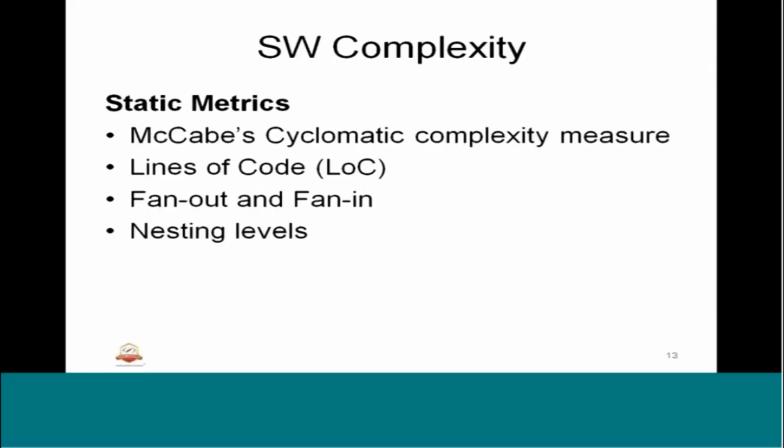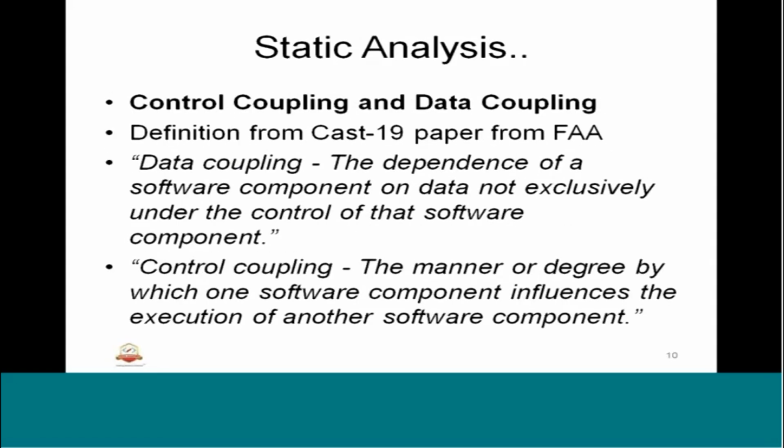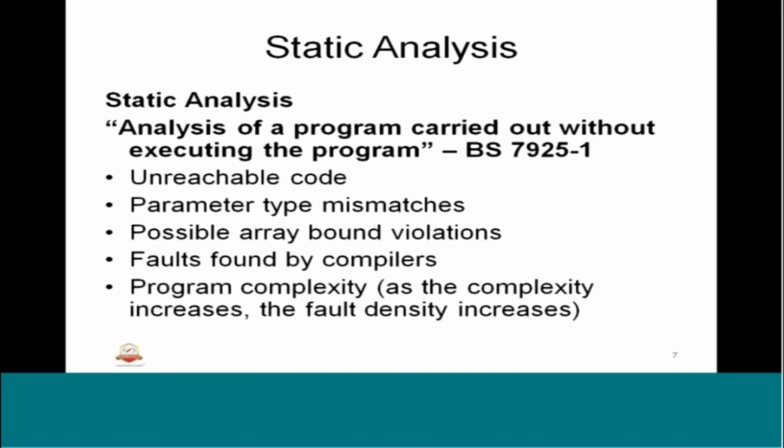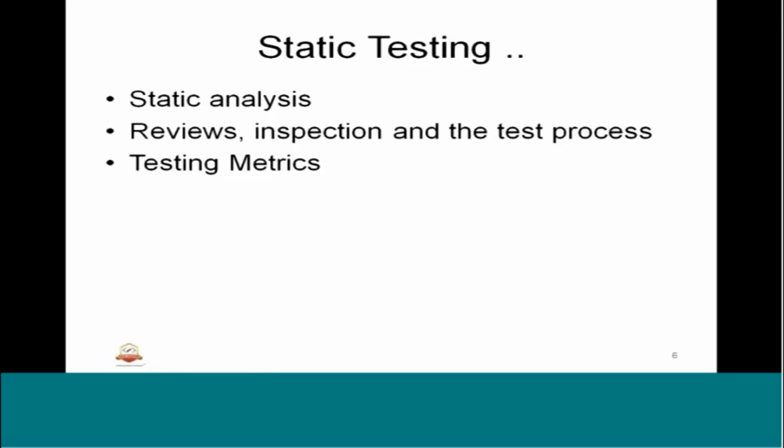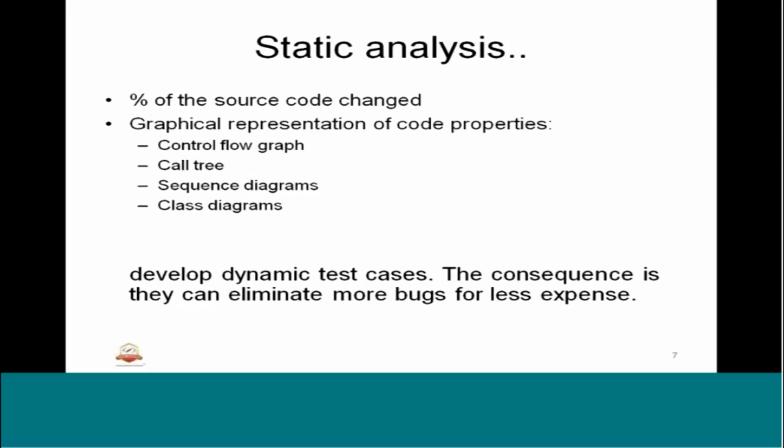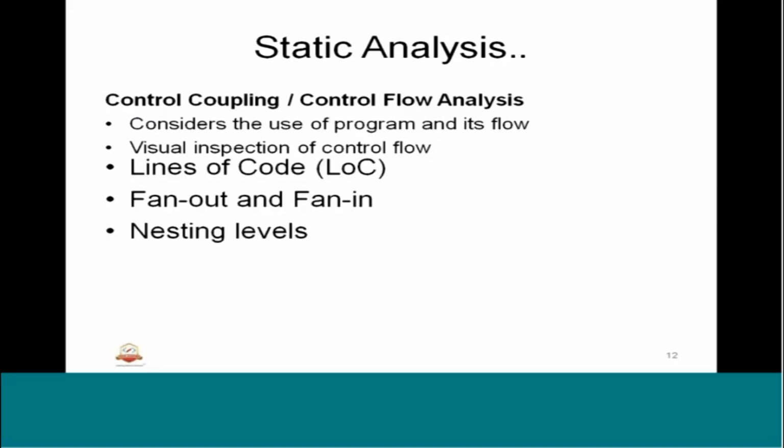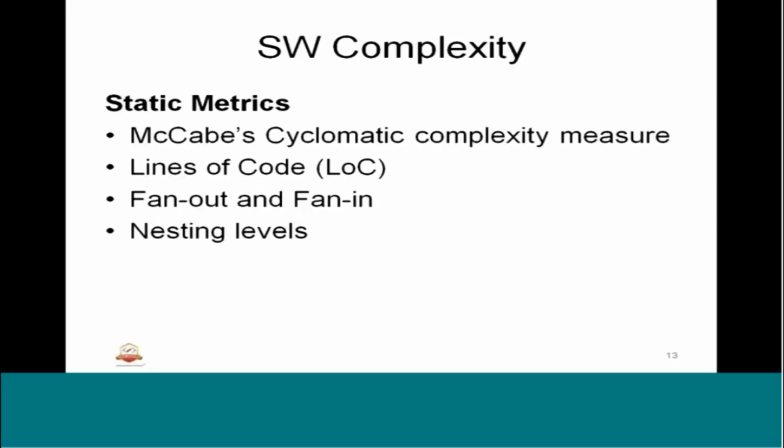The next one is the static metrics that are used for software complexity. So we will go through static analysis with the help of tools, also the testing metrics with the help of McCabe complexity, etc. Followed by that, we will study the reviews and inspection in the further sessions. So static metrics are used for static analysis with the help of tools.